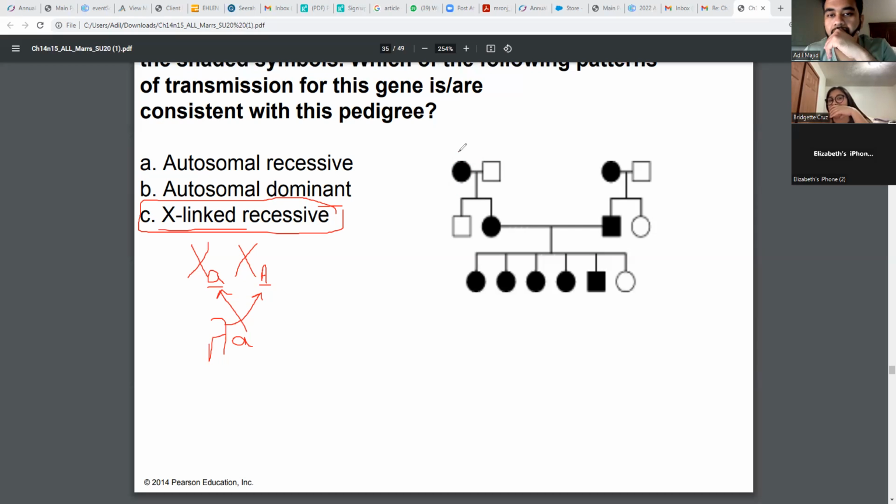It's showing, right? Does this person have red hair or black hair?